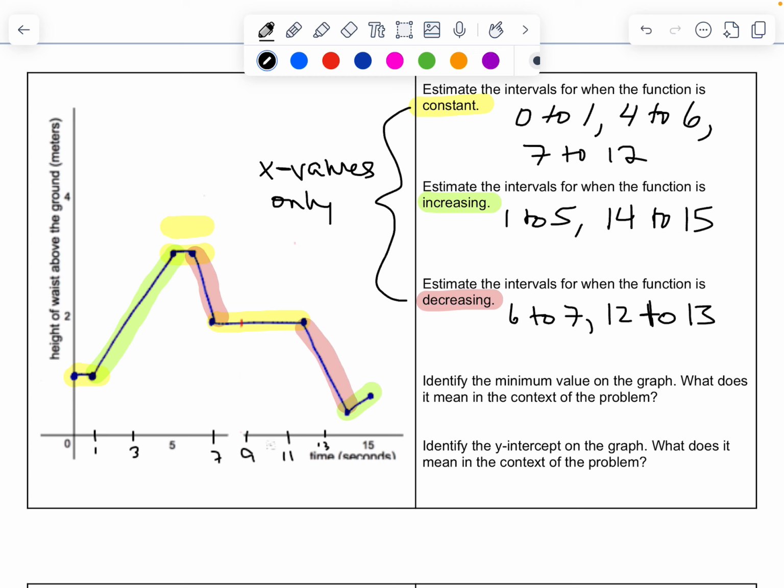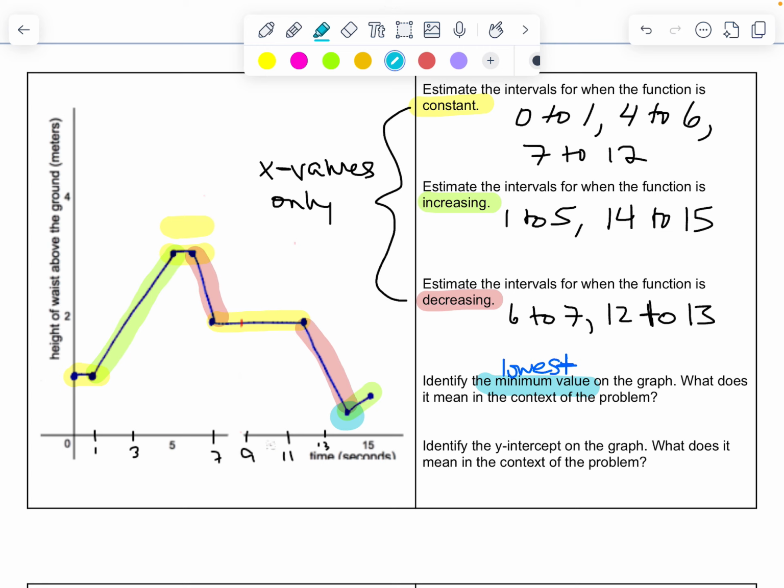right now in this class. Next up, identify the minimum value on the graph. What does it mean in the context of the problem? So first thing is first, let's go ahead and talk about the minimum value. I don't want yellow. Let me get blue in here. The minimum value here would be the lowest. Right, so if I saw the maximum value, I'm going to go ahead and call that the highest. So in this particular problem, it looks like the lowest location on this graph would be right there.